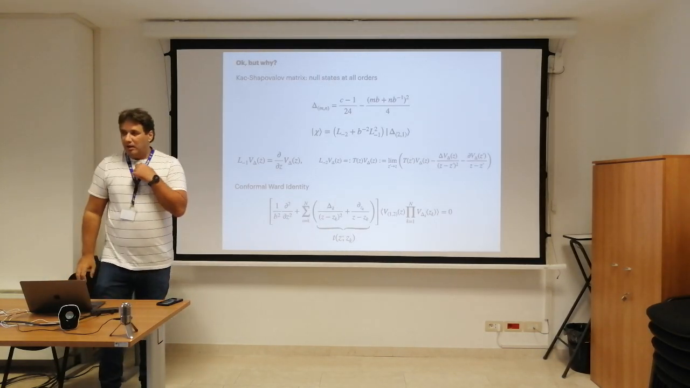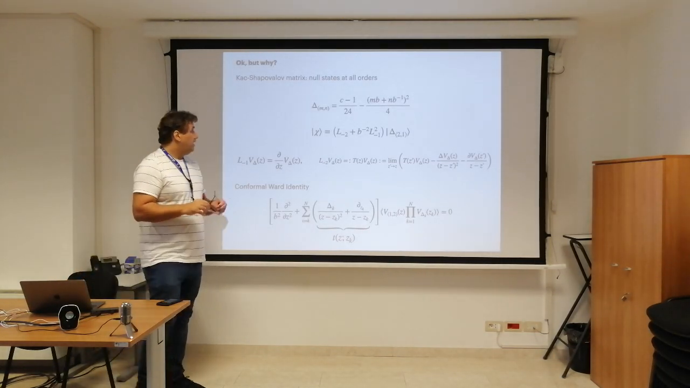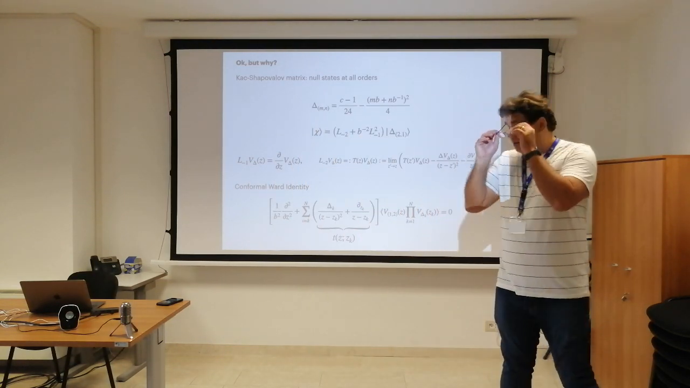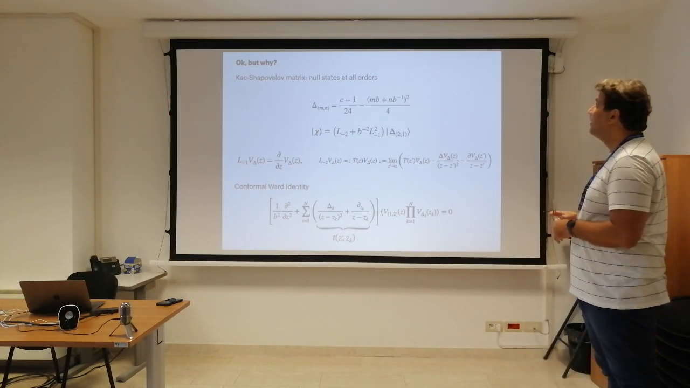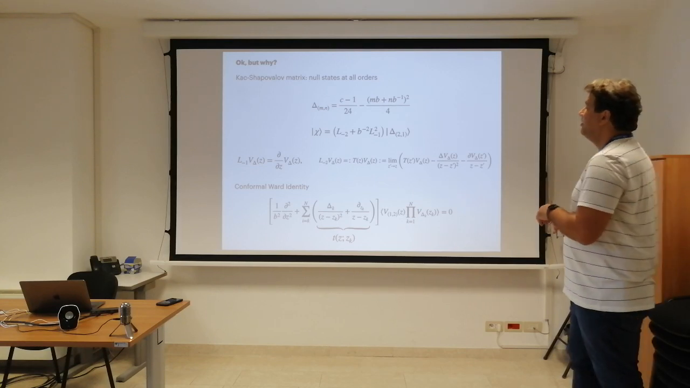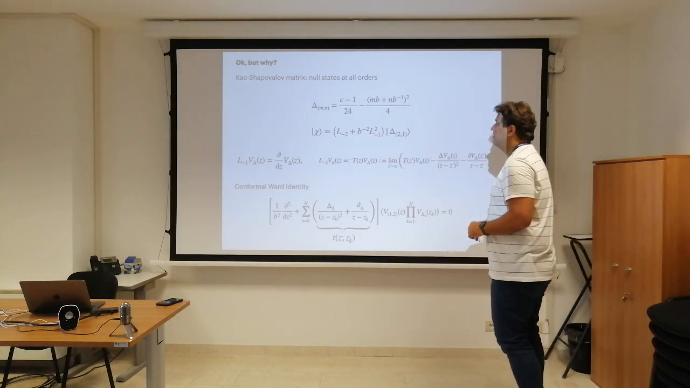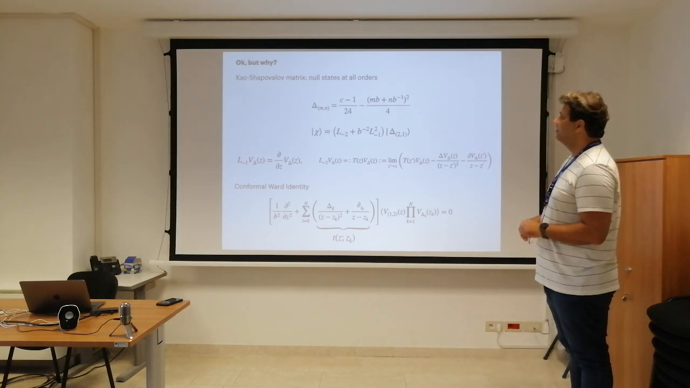Okay, but I talked about a lot of structures, so let me try to tell you why I'm interested in that particularly. Well, I talked to you a little bit about this matrix of inner products. We call it the Kac matrix, or sometimes called Kac-Shapovalov.